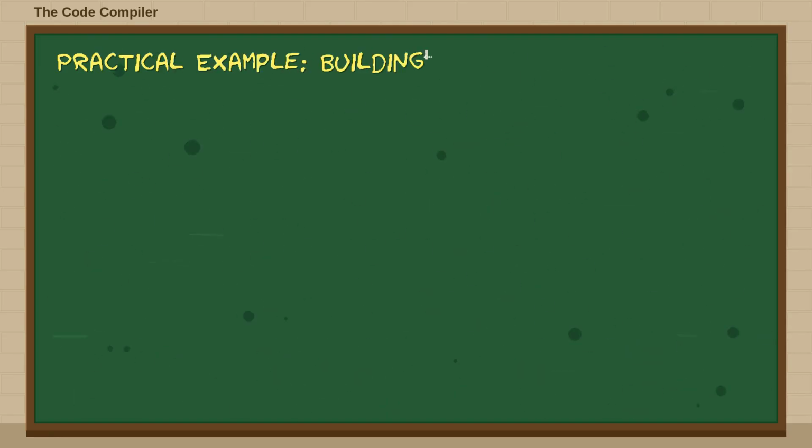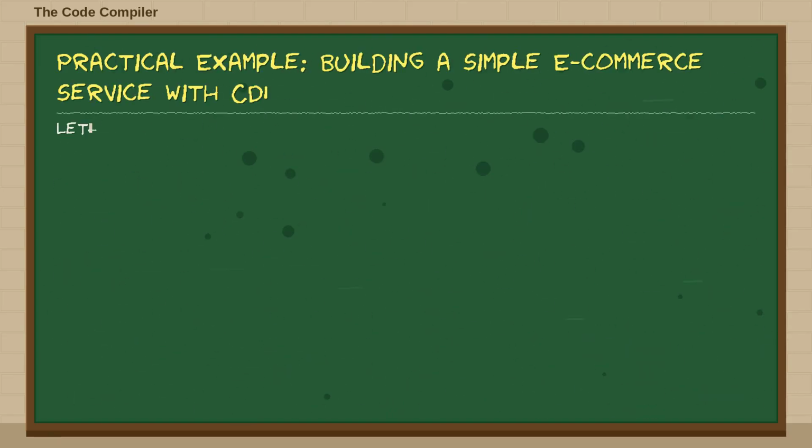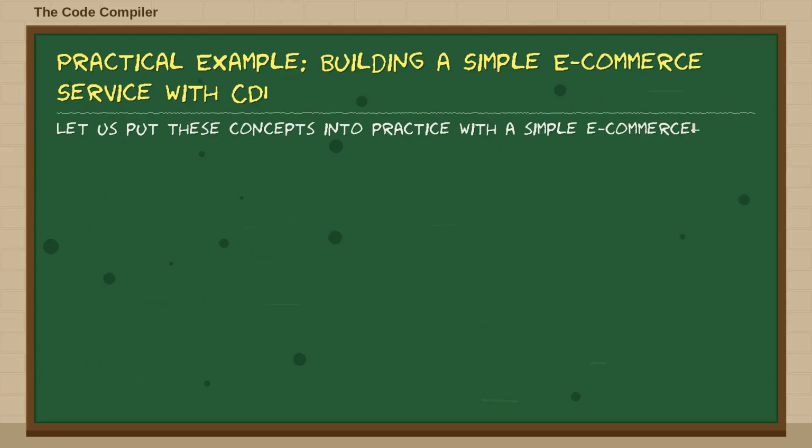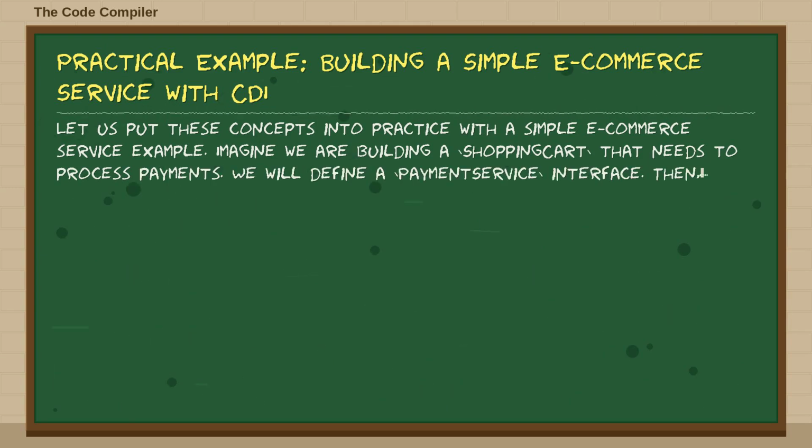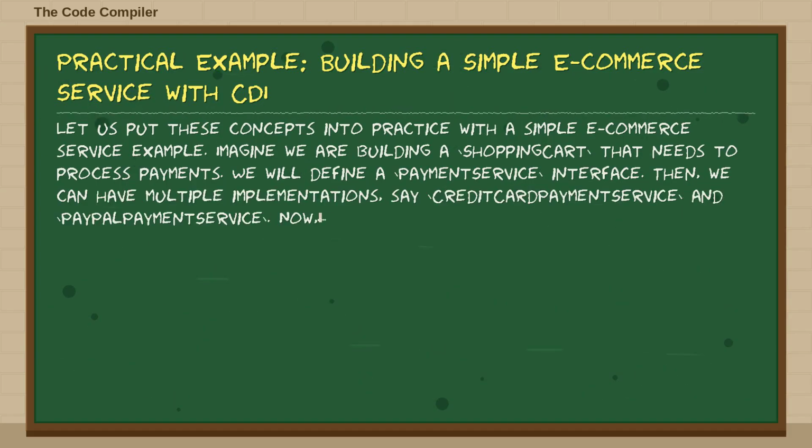Let us put these concepts into practice with a simple e-commerce service example. Imagine we are building a shopping cart that needs to process payments. We will define a payment service interface. Then, we can have multiple implementations, say, credit card payment service and PayPal payment service. Now, in our shopping cart class, we want to inject a payment service. How do we tell CDI which specific implementation to use?